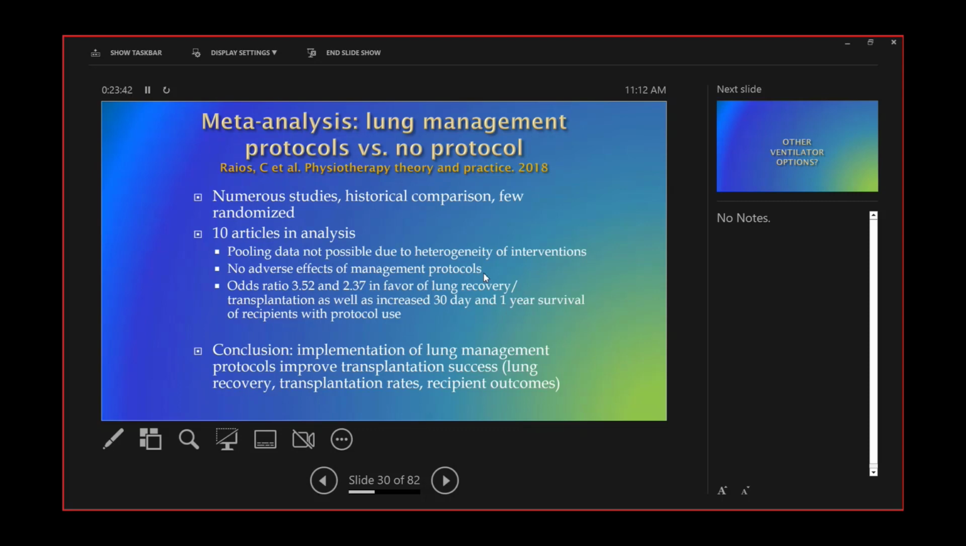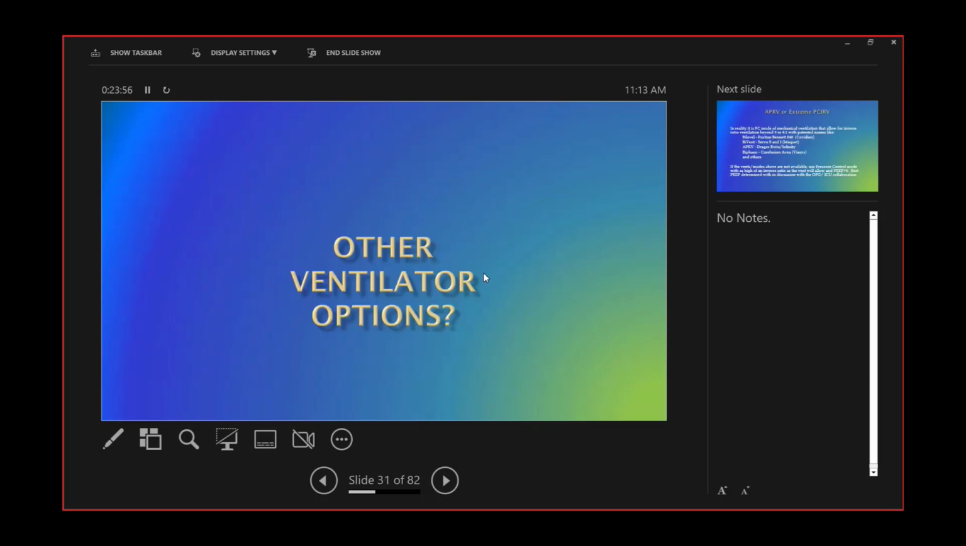the odds ratios of recovering lungs if you were managed with a protocol versus no protocol, and said that if you implement a lung management protocol, you improve your transplant success rate, which inherently makes sense, right? You do the same thing every time, and it's a logical thing. You should get better and better at it.